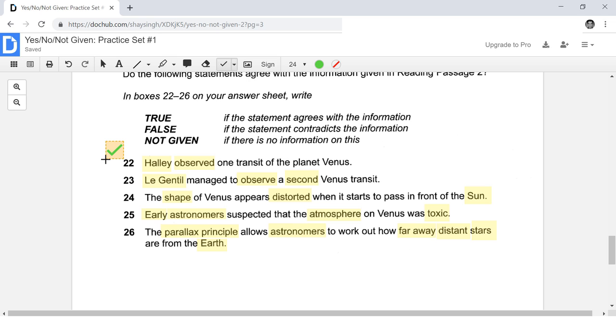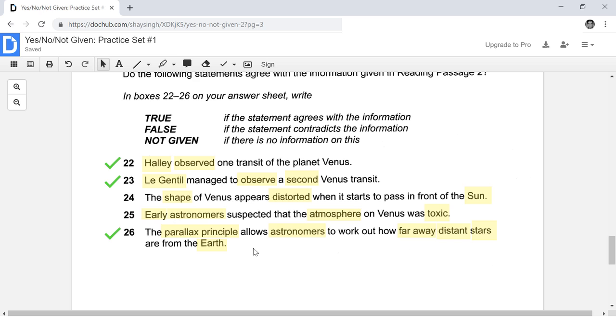All right, so personally, I would do number 22 first, then I would do number 23 next, and then I'm not sure. I think I'll do number 26 after that, because I think that keywords like parallax principle and stars are going to be easy to identify. So let's go ahead and do those. I think I want to do 22, 23, and then 26 next, and then we'll do 24 and 25 at the end. So let's go ahead and look for these keywords.